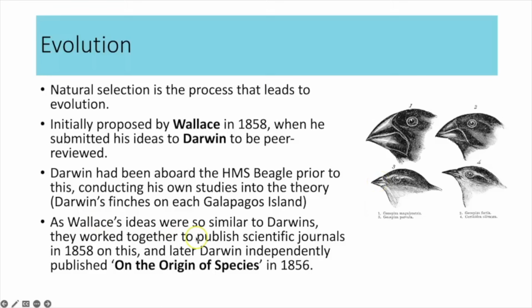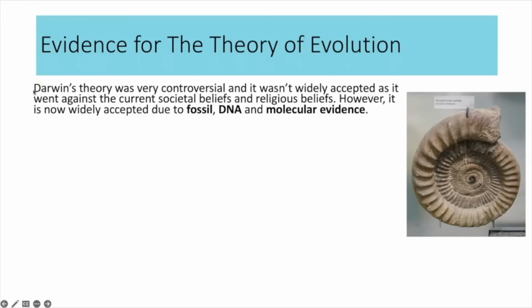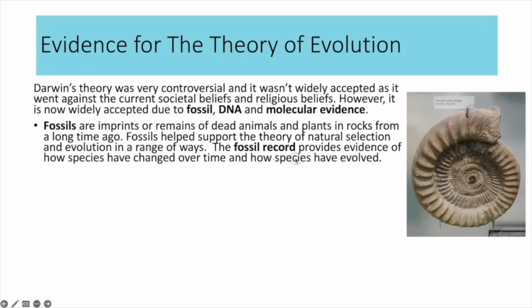And as Wallace's ideas were so similar to Darwin's, they worked together to publish scientific journals in 1958, and later Darwin independently published On the Origin of Species in 1856. Darwin's theory was very controversial, and it wasn't widely accepted, as it went against the current societal beliefs and religious beliefs. However, it is now widely accepted due to evidence, and that evidence is fossil, DNA, and molecular evidence.